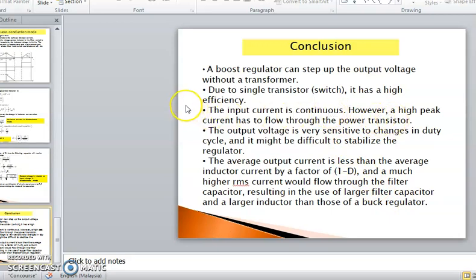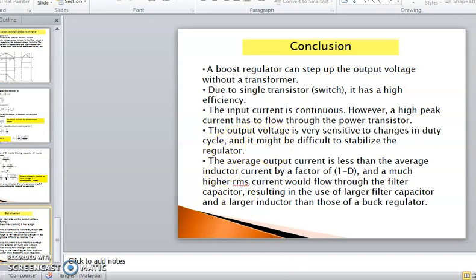To conclude, the boost converter can step up the output voltage without a transformer, but we have certain limitations. Due to a single transistor, we have only one switch, so it should have a high efficiency conversion, and the input current is continuous. However, a high peak current has to flow through the power transistor. We have a single transistor only, so we should be alert to the high peak current. The output voltage is very sensitive to changes in duty cycle. It might be difficult to stabilize the regulator.